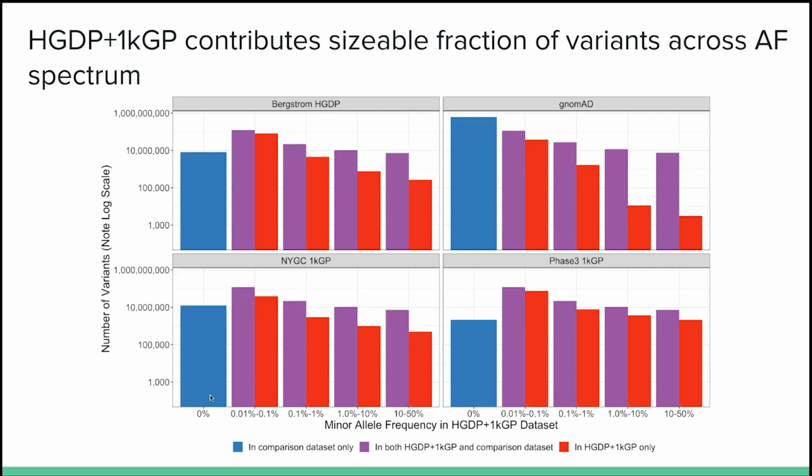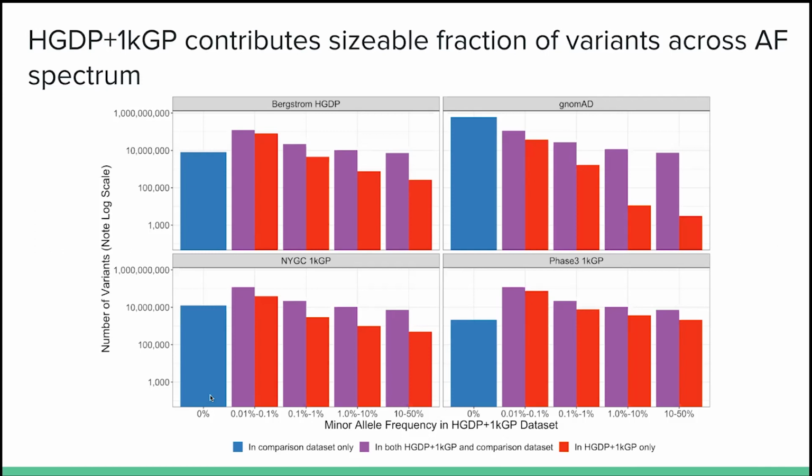So the 0% minor allele frequency means that it does not exist within our HGDP 1000 genomes data set. When creating this comparison, because gnomAD now contains both HGDP and 1000 genomes, we built a synthetic subset of gnomAD, which removed the allele counts that were contributed by HGDP and 1000 genomes. And when comparing our HGDP 1000 genomes data set to this synthetic version of gnomAD, we showed that variants unique to gnomAD were disproportionately rare.